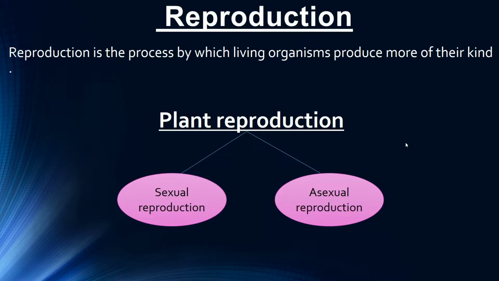Reproduction is the process by which living organisms produce more of their kind. Reproduction is done in two ways, sexual reproduction and asexual reproduction. These two are done in plant reproduction.